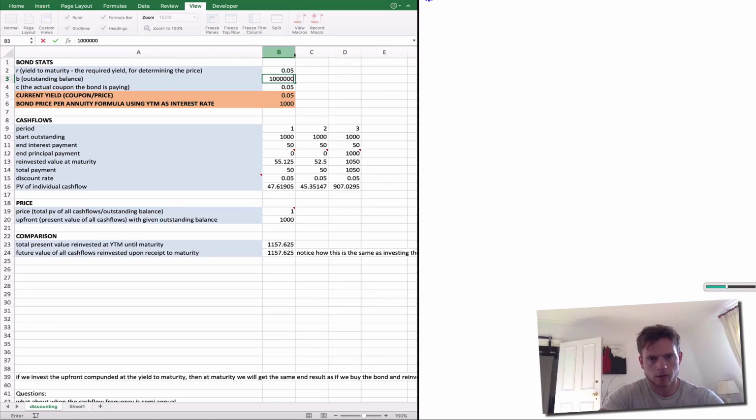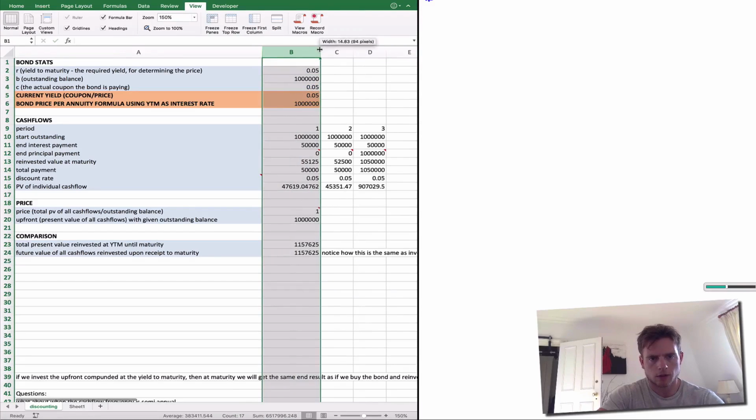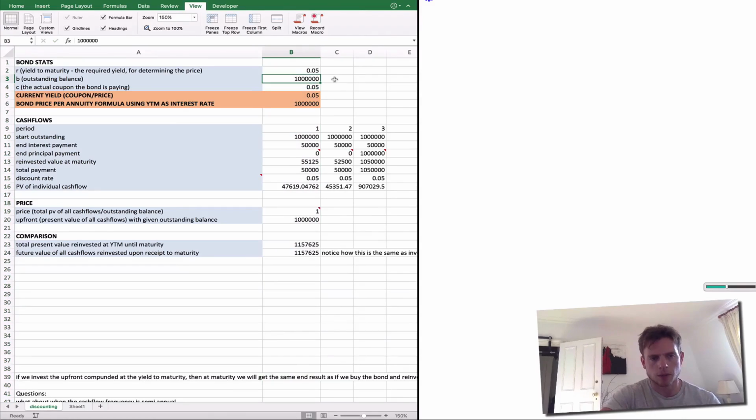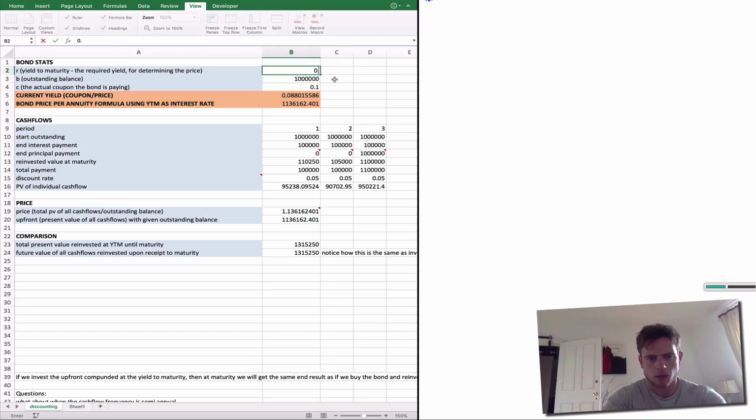So let's put 1 million here. Let's just widen this a little bit. So the outstanding balance of the bond is 1 million. And let's say the coupon as a percentage is 10%, so let's make it 0.1. That's 100,000 per year. And let's say also, for the time being, that our required yield is also 10%.